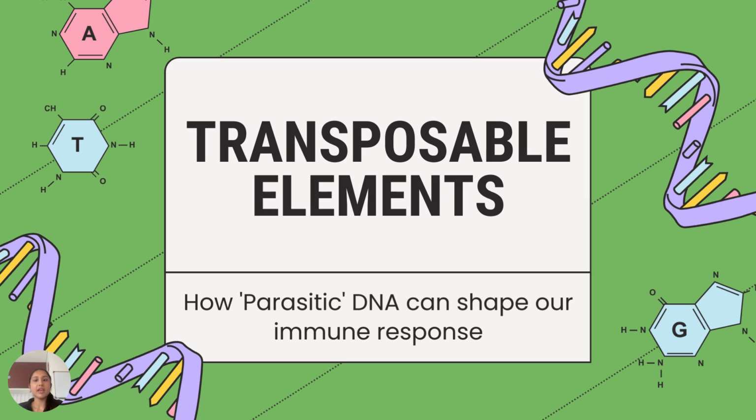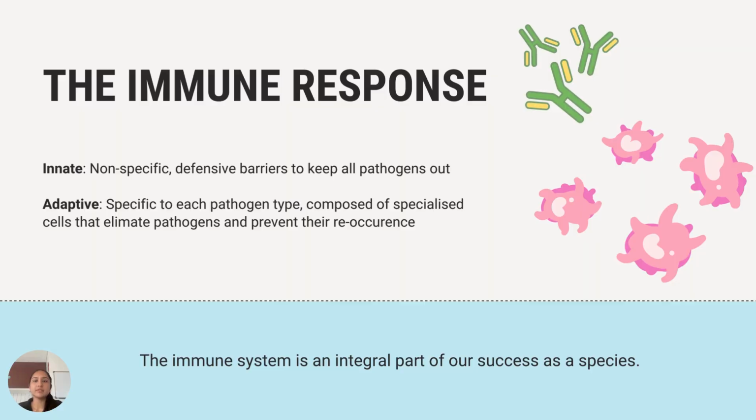Hello, everyone. Today I'll discuss how parasitic DNA, more familiar to us as transposable elements, can help shape our immune response. Our immune system allows us to recover from diseases caused by pathogens that have the potential to kill, initially providing a generalized innate immune attack and progressing to a specific adaptive attack. Our immune system is an integral part of our success as a species.